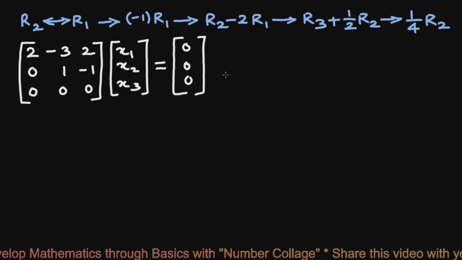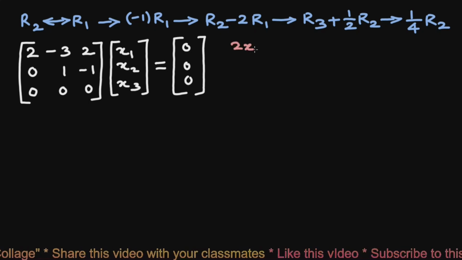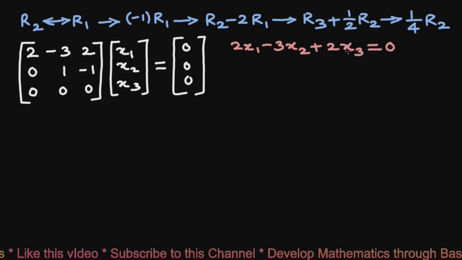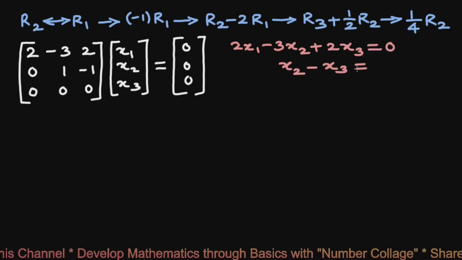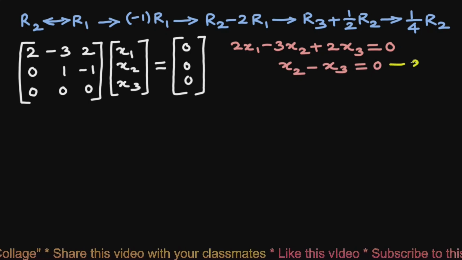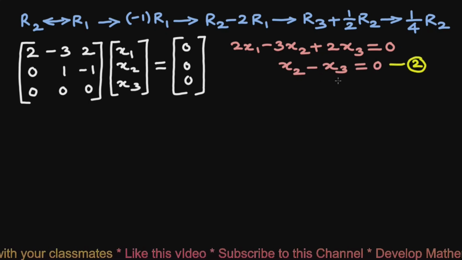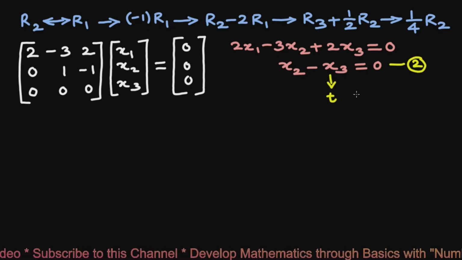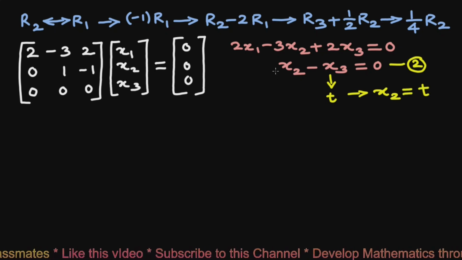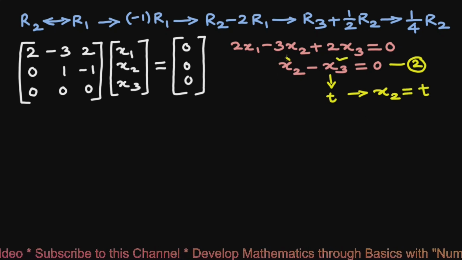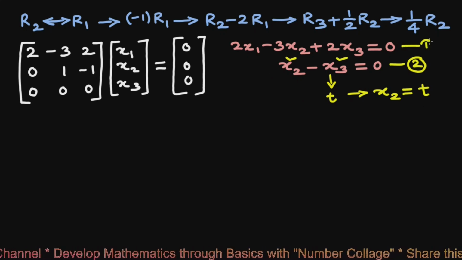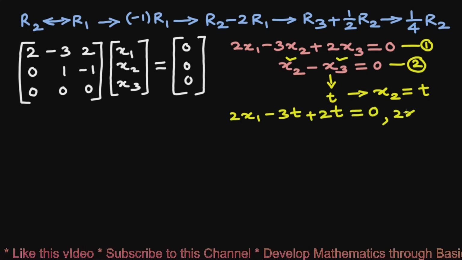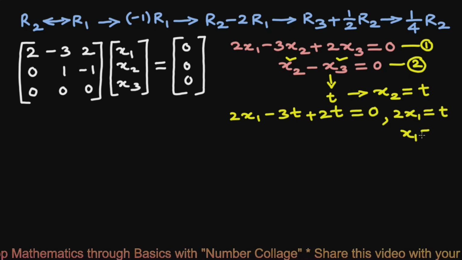By matrix multiplication, we get the linear equations 2x1 minus 3x2 plus 2x3 equals 0 and x2 minus x3 equals 0. The second equation is an equation in two variables. Therefore, we have to assign parameter t to x3 so that x2 becomes t. Now with the help of the values of x3 and x2, we can get from equation 1: 2x1 minus 3t plus 2t equals 0, 2x1 equals t, x1 equals t by 2.